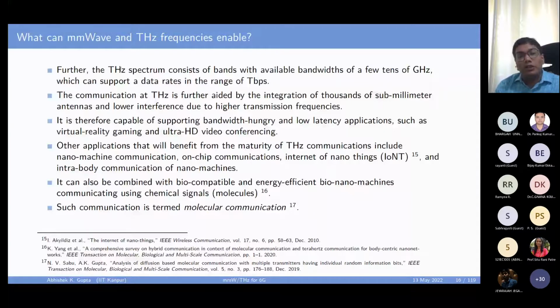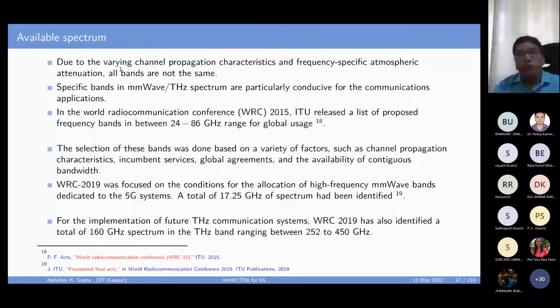What happens in molecular communication is these devices can talk to each other with the help of chemical signals. So there is no radio frequency involved here. These transmitters are sending molecules which are being received by the receiver, and this can be biocompatible and energy efficient communication, which we call molecular communication. So terahertz can coexist with this molecular communication to enable overall nano communication.